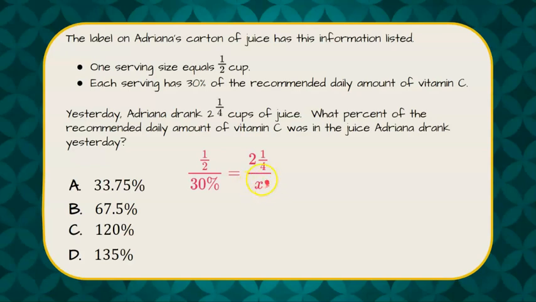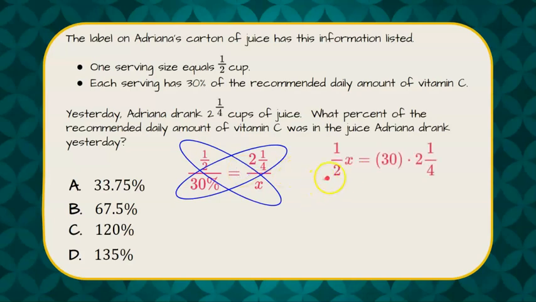So to solve for this x value, to answer our question, we are going to use the cross product property, where 1/2 times x will equal 30% times 2 1/4. So here's our equation, 1/2 times x, our cross, and then our second cross, 30, we drop the percent to use the math, times 2 1/4.